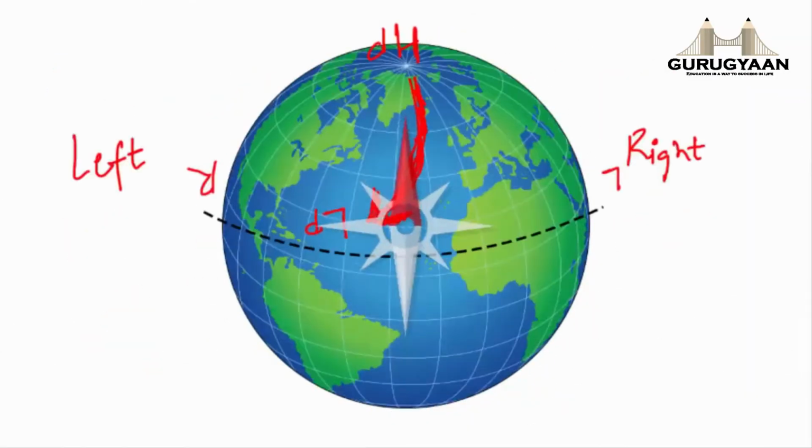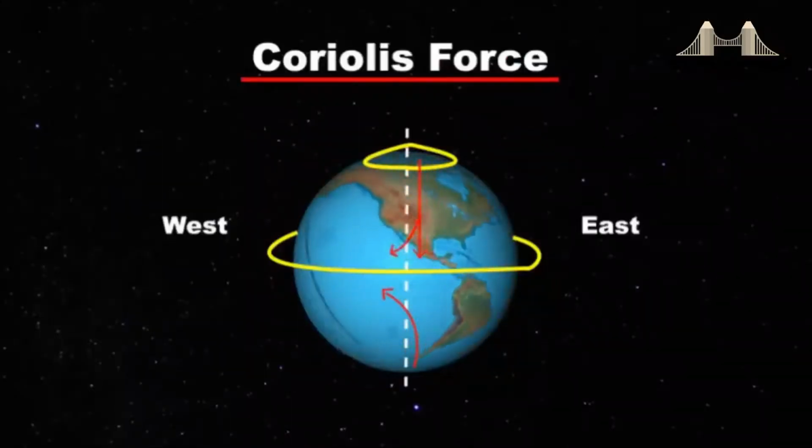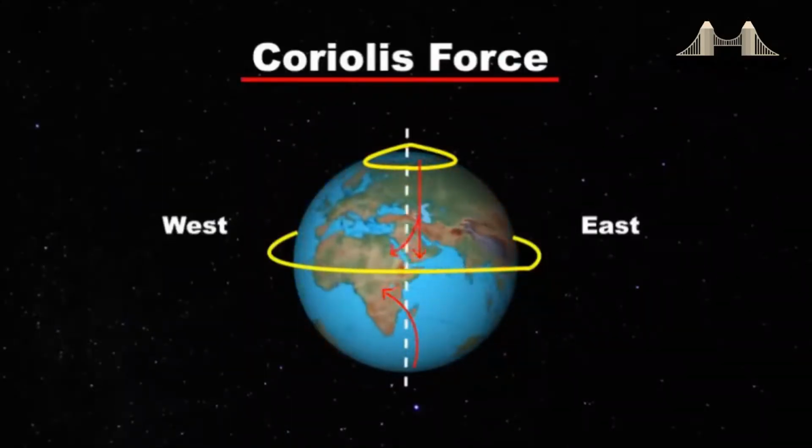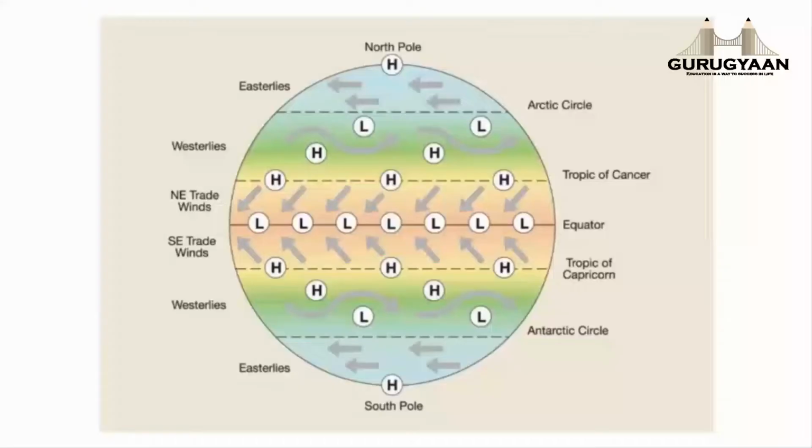Similarly, in the southern hemisphere, the air is deflected to the left side while moving from high pressure to low pressure area. In this case, we don't have to rotate the picture. Now that you have understood why the air moves to the left and right due to Coriolis force, just remember that it is because of this that there are certain pressure belts all over the Earth's surface. You must be familiar with this picture which shows the global wind circulation pattern.